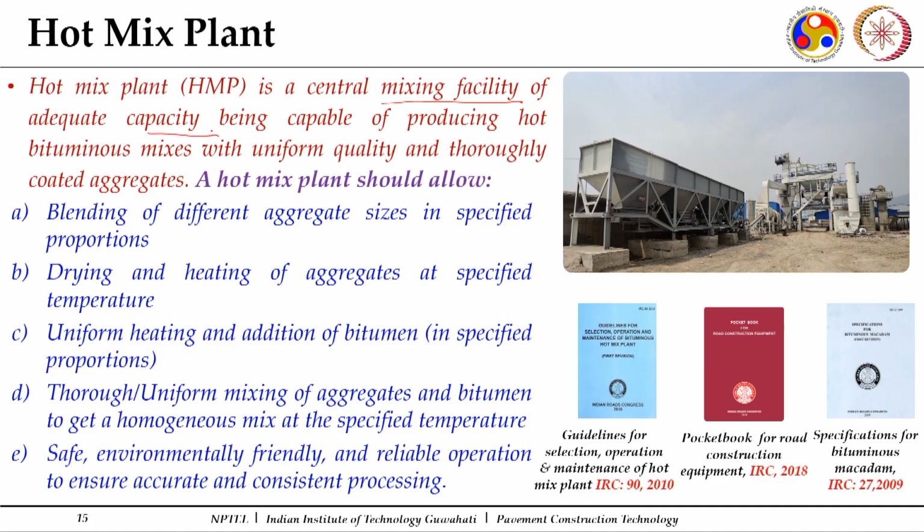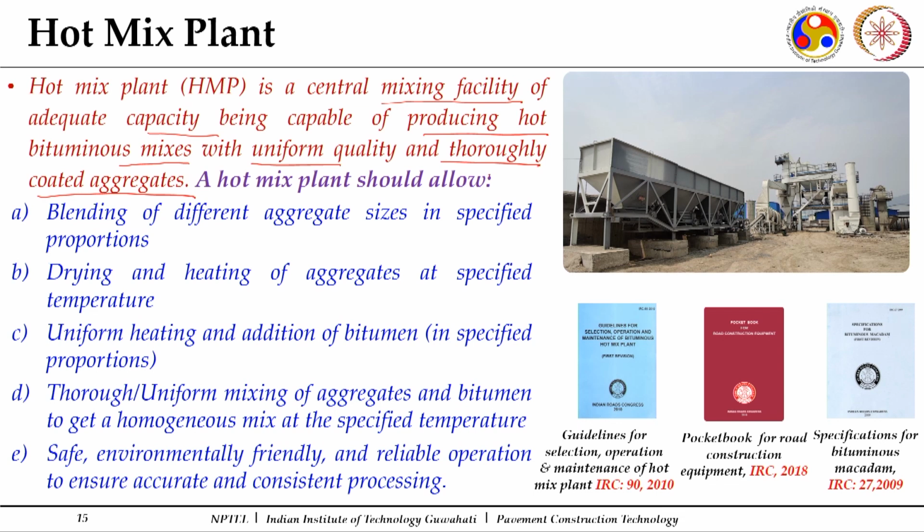The capacity may vary. Normally the capacity is referred to in terms of how many tonnes of mix it can produce per hour. So, how much tonnage of bituminous mix can be produced by that plant in 1 hour is the capacity of that particular plant, and it should be capable of producing hot bituminous mixes with uniform quality and thoroughly coated aggregates. So, this is an important aspect.